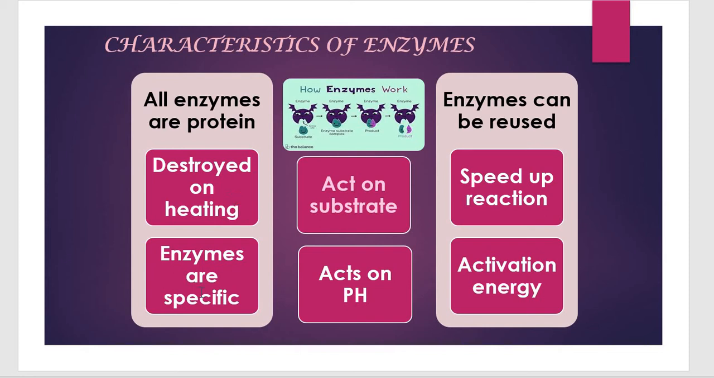Enzymes are specific in their action. A particular enzyme acts only on one substance. वो एक particular substance पर ही काम कर सकता है. And it always forms the same end product. और हमेशा एक ही तरीके का end product बनाए.